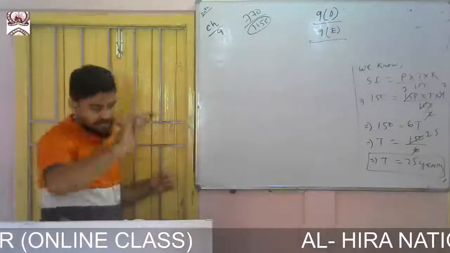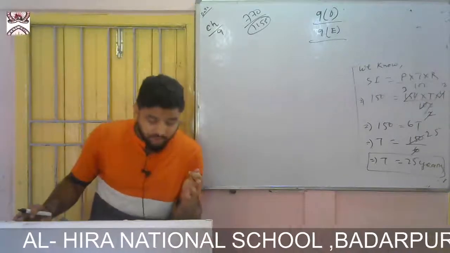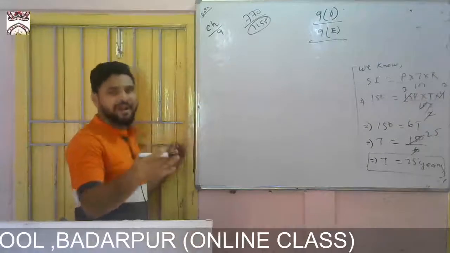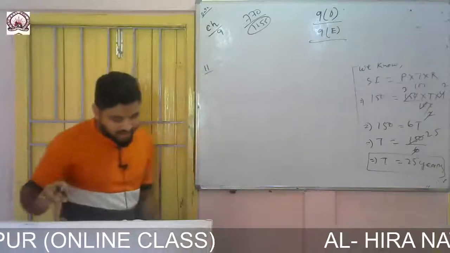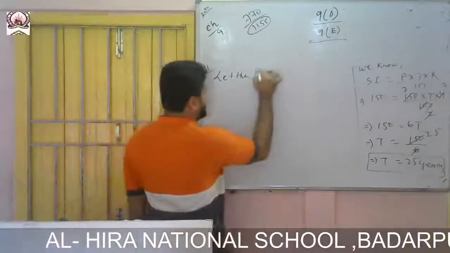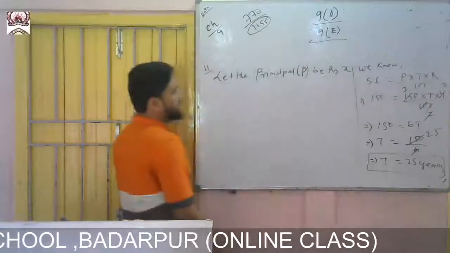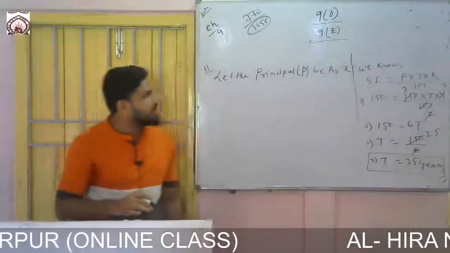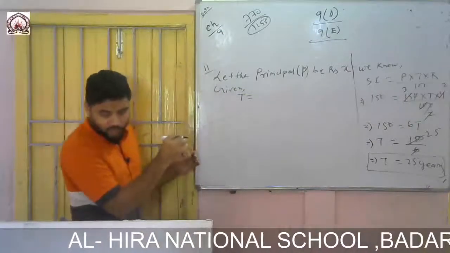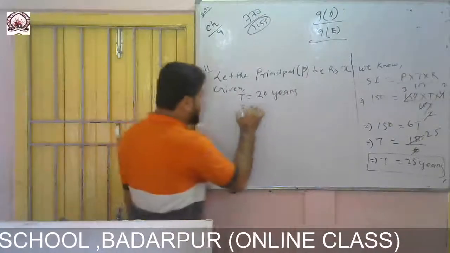First you write like this: let the principal be, we don't know the principal, so we let it be rupees X. So question number 11: let the principal (P) be rupees X. Now given time equals 20 years. Our rate of interest we need to find.